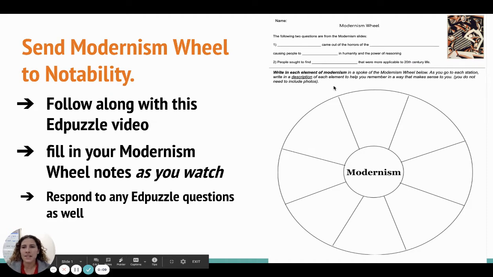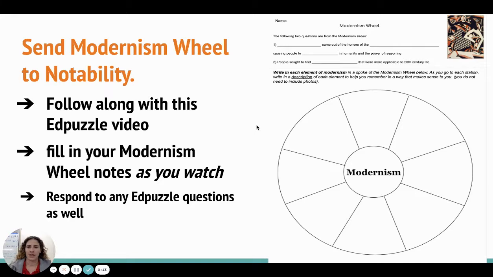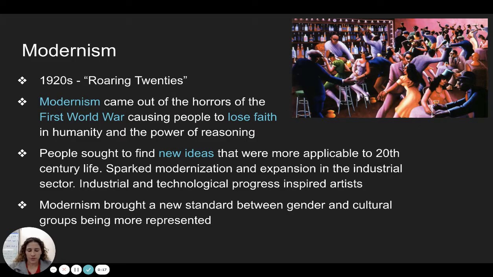All right, so please send your Modernism Wheel to Notability and follow along with this Edpuzzle video to fill in your wheel. So first thing on the first page of your wheel, you're going to be filling in those blanks. So modernism takes place in the 20s, in the 1900s, during this period of the Roaring Twenties.